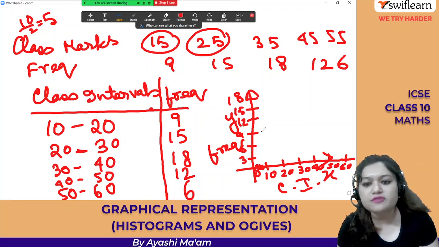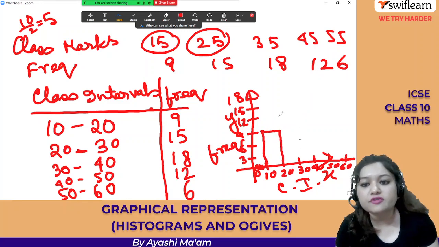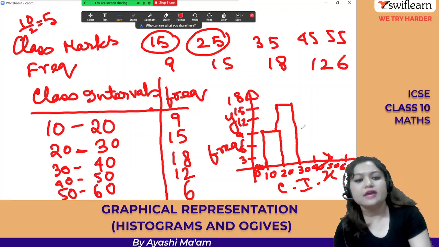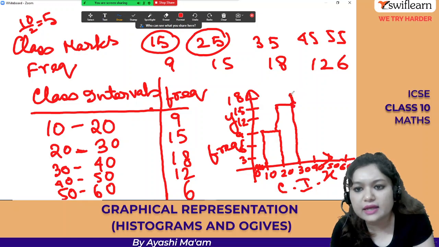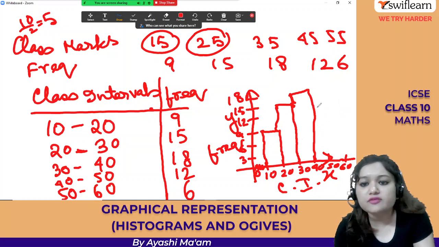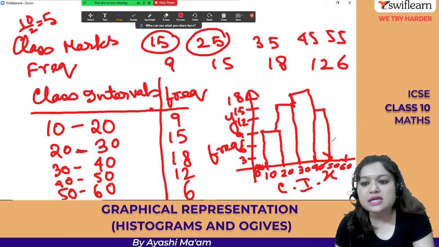And from 10 to 20 frequency is 9, that means here. So your first rectangle will be here. 20 to 30, frequency 15. Here you have 15. This will be your second rectangle. Then from 30 to 40 frequency is 18. Here you have 18. This will be your third rectangle. 40 to 50 frequency is 12. Here you have 12. This will be your fourth rectangle. And then 50 to 60, 6. Here you have 6. This will be your last rectangle.